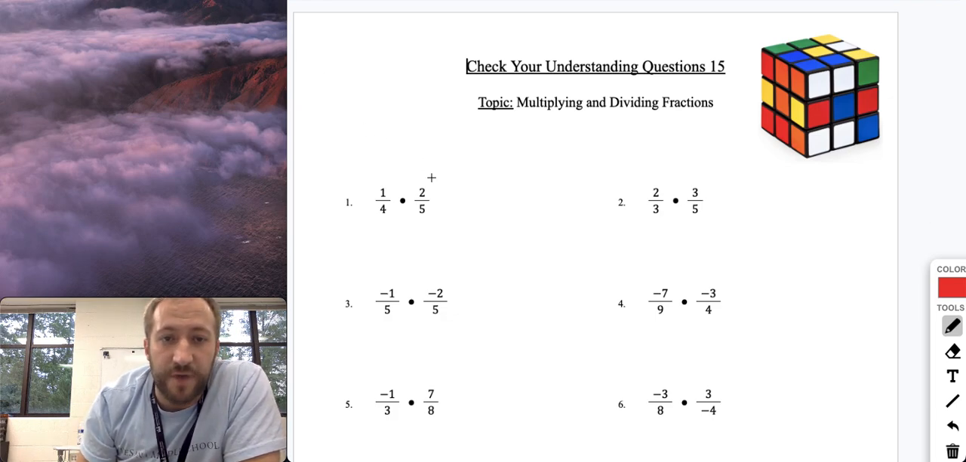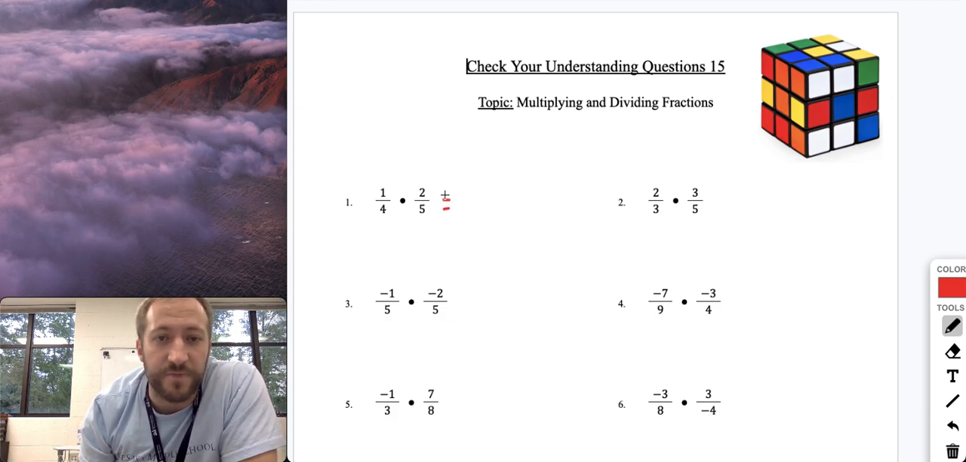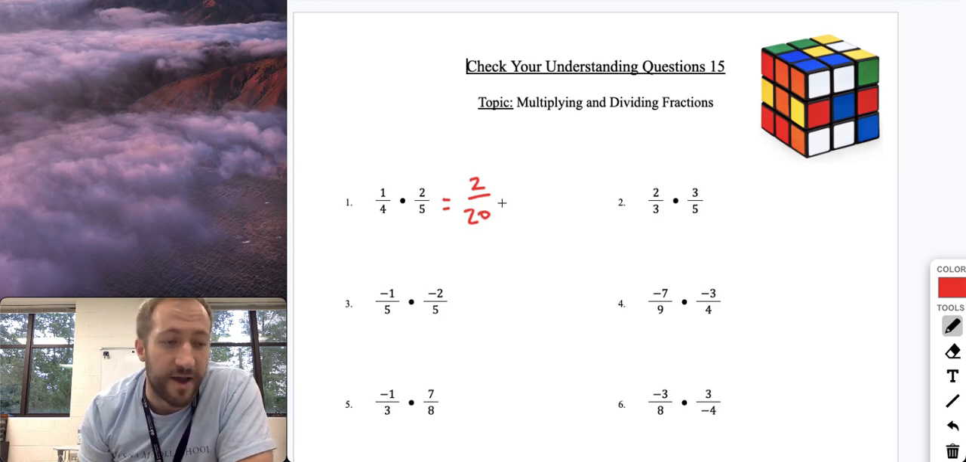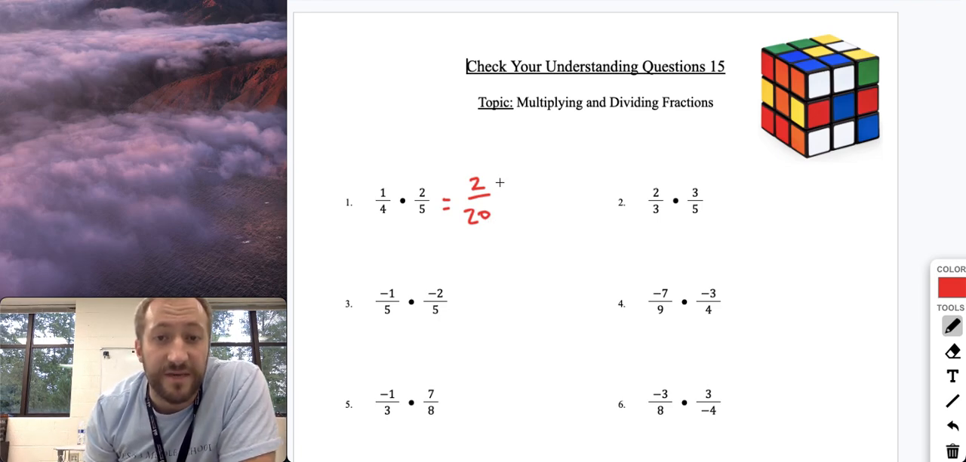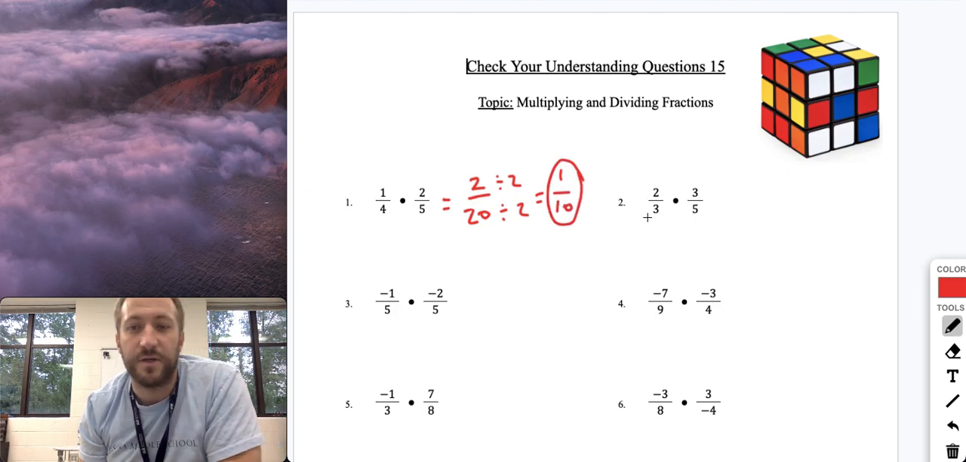It's a multiplication problem. With fractions, all I'm going to do is multiply the numerators. 1 times 2 gives me 2. 4 times 5 gives me 20. Perfect, that's it. However, I do have to check for simplifying. This one I can simplify. They're both even numbers. I know every even number has a GCF, a greatest common factor, of 2. So when I divide these both by 2, I get 1 over 10. Perfect.